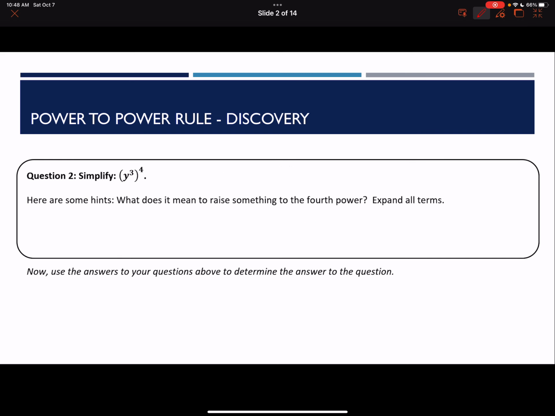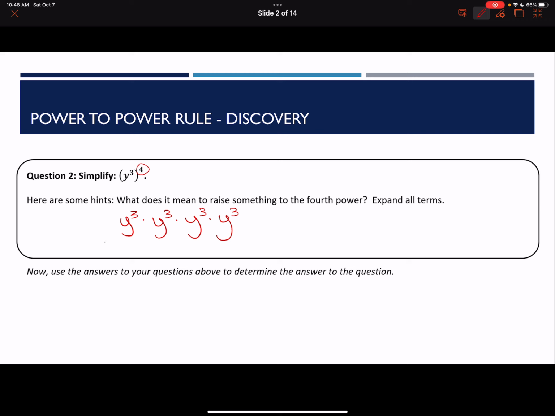How about this one? Y to the third to the 4th power. So again, thinking about what that means, this 4th power means take that y to the third and multiply it by itself 4 times, right? This is y to the third to the 4th power. Now let's expand this even further.